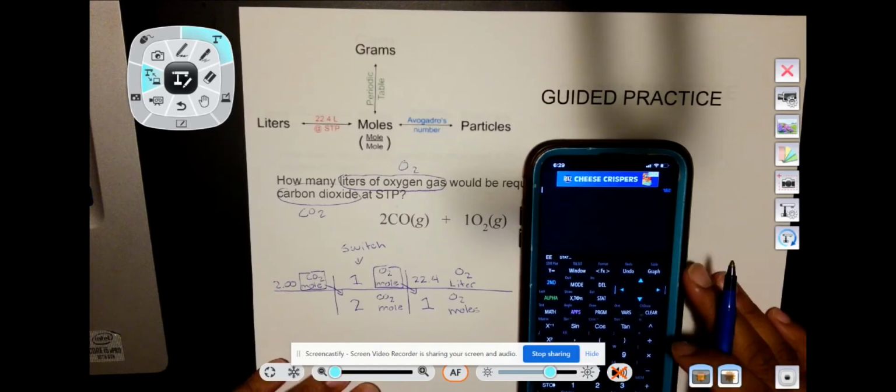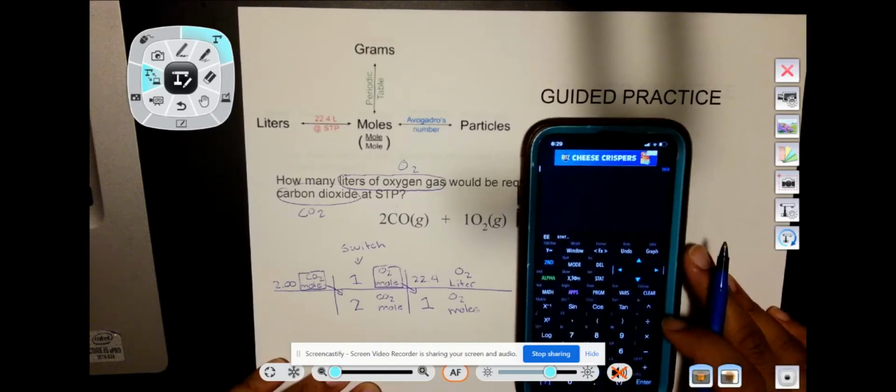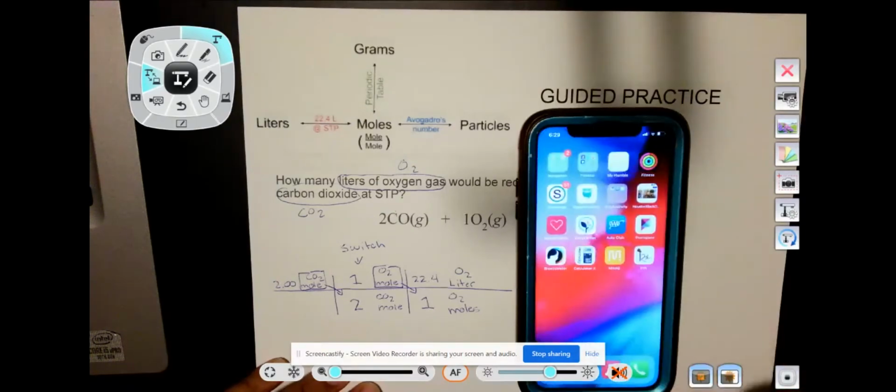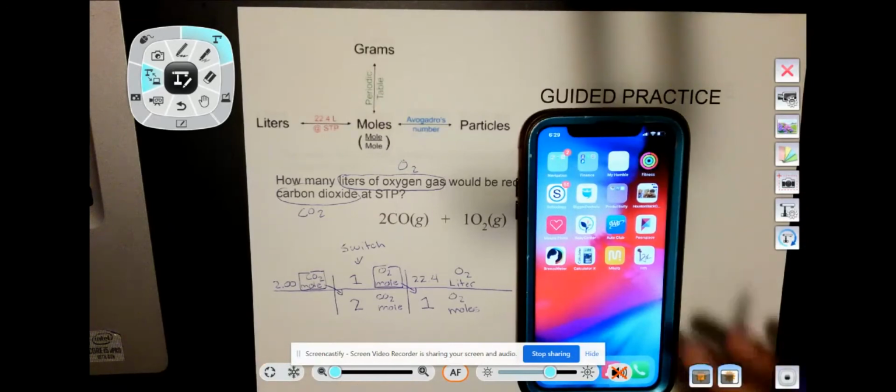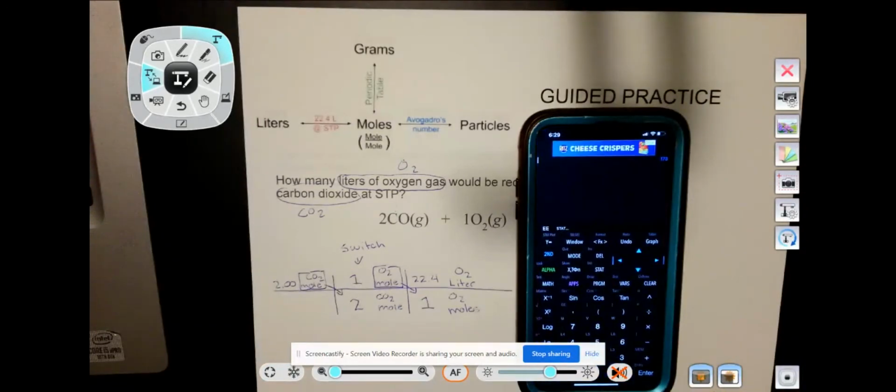I don't have my TI-84 calculator with me, but this is an app on the iPhone called Calculator X84, and it works really well and actually is very, very similar to a TI-84. Most of the buttons are the same.